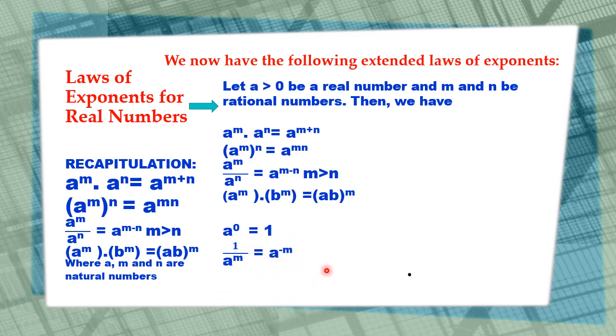Now this one is a new law for you. It is not over there. Why? Because minus m is not a natural number. Now 1 upon a raised to m is equal to a raised to minus m. Learn this new law. This is a new law which is for real numbers. And we are going to do sums based on this law.